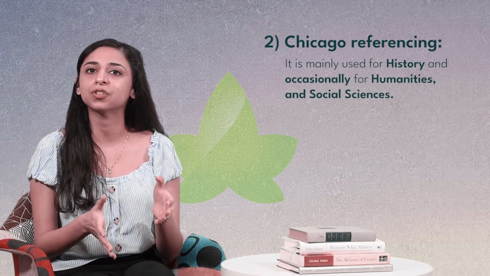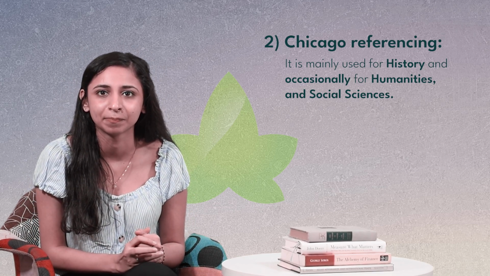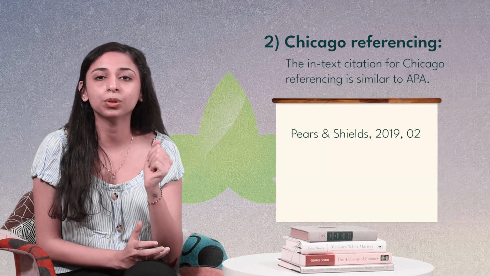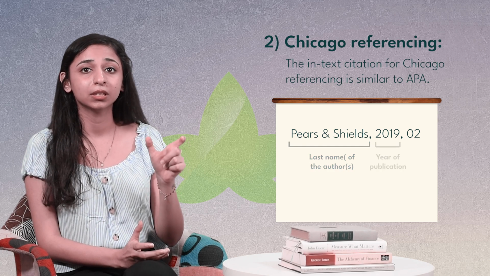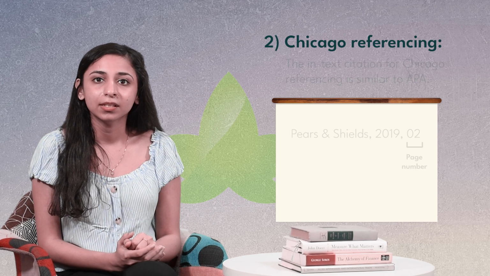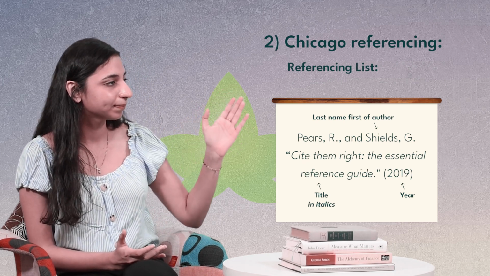The second school of referencing is Chicago referencing. It is mainly used for history and occasionally for humanities and social sciences subjects. The in-text citation for the same is similar to the APA, that is, the last name of the author, the year, and the page number. Whereas the referencing style of this in the end would be.